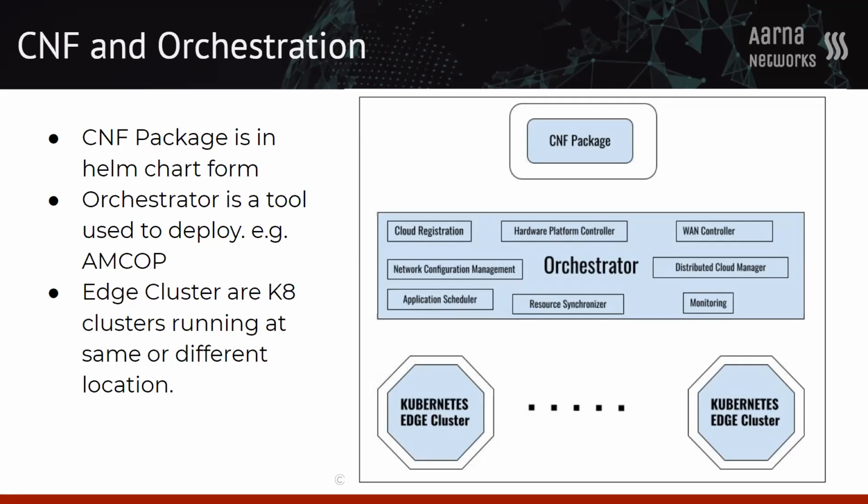Now the orchestrator internally, as we see, has small boxes within it. It does these functionalities, and in addition it does many more things. I just listed some of them for reference. For example, it will register the cloud. It is also a hardware platform controller where it is aware of the different functionalities of different clusters. It does network configuration management, application scheduling, resource synchronization, and monitoring. All of this is typically done by the orchestrator.